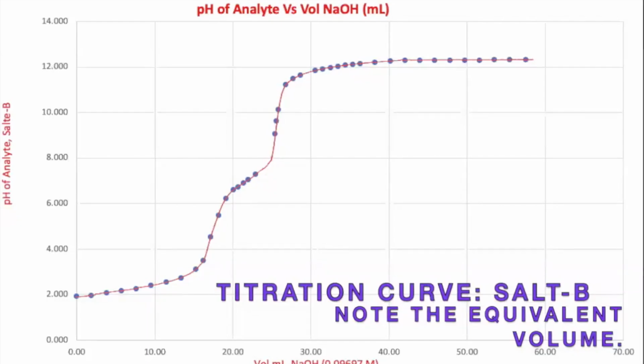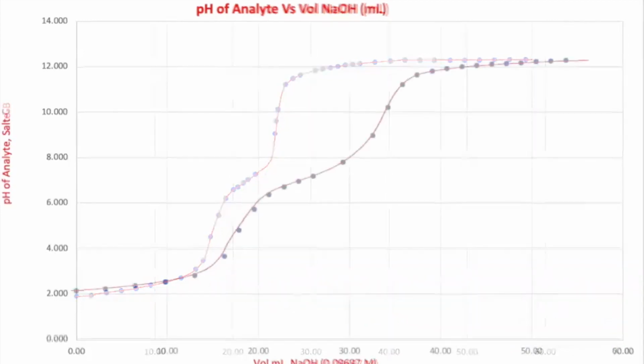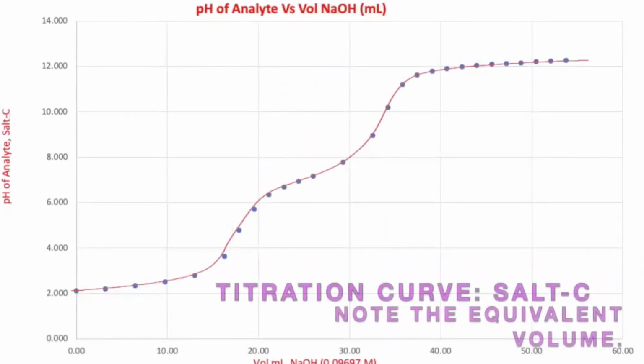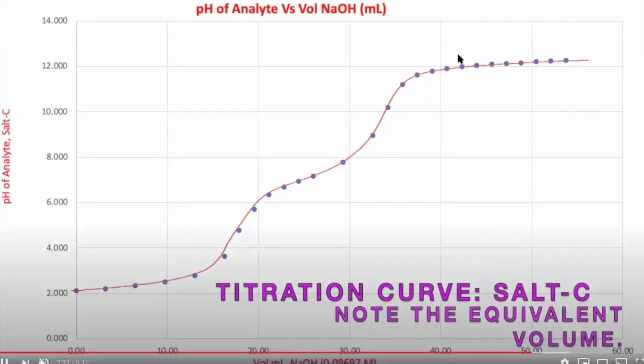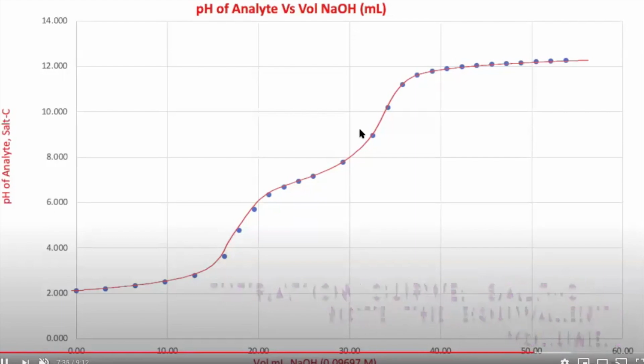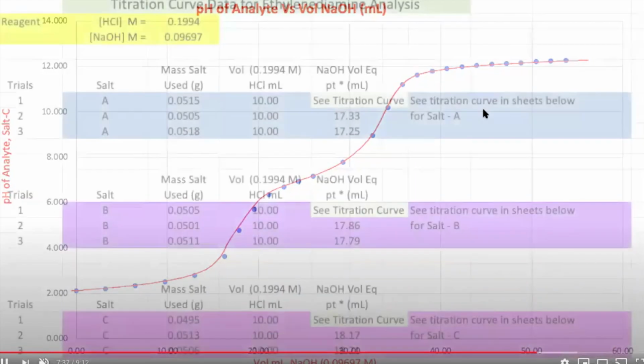Now, the question I have for you guys, maybe you can include this in your discussion. Maybe you get bonus points. Why are there two inflections? Okay, why are there two inflections here? So think about that. Think about the system.